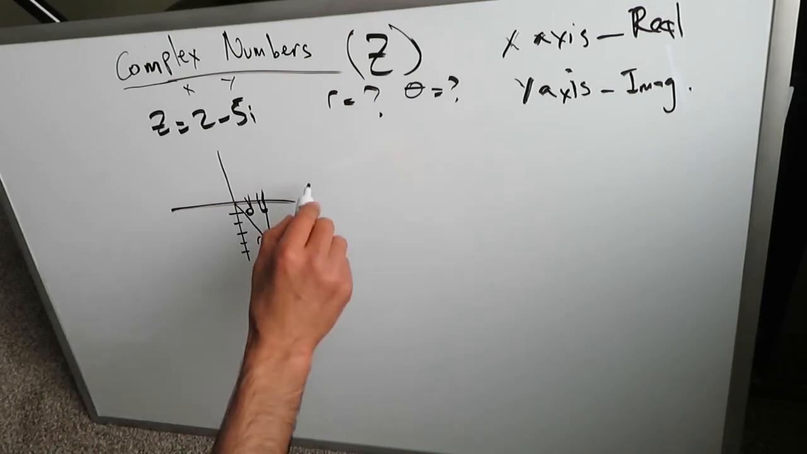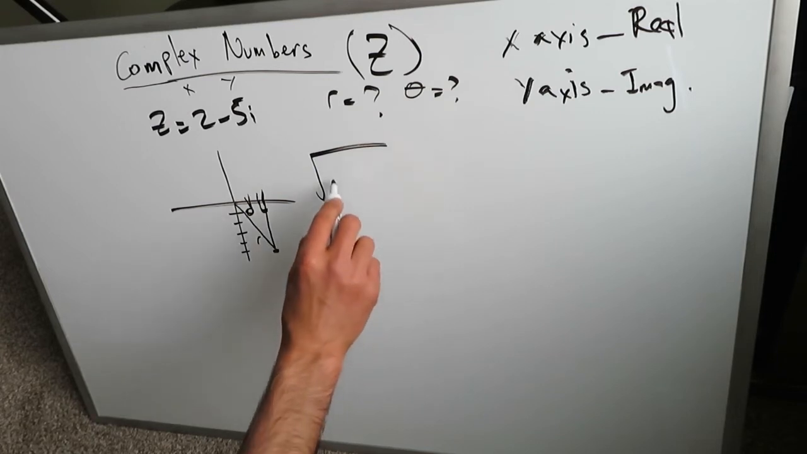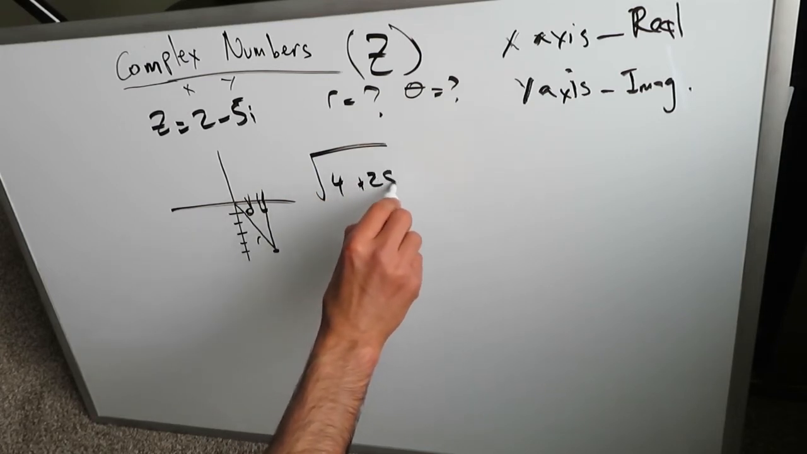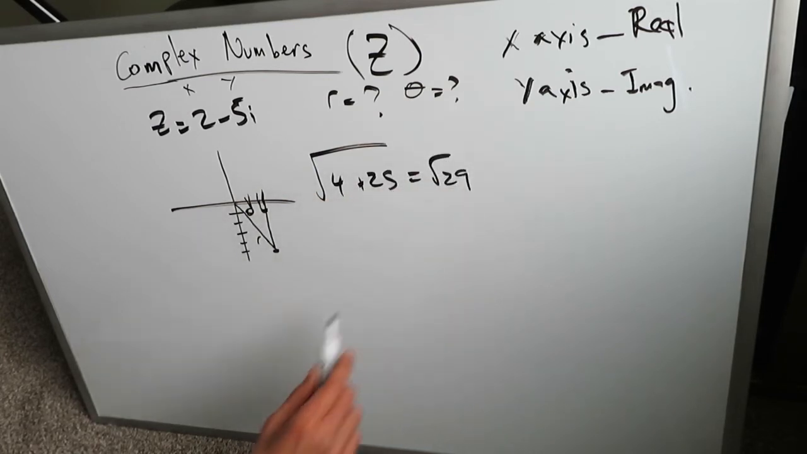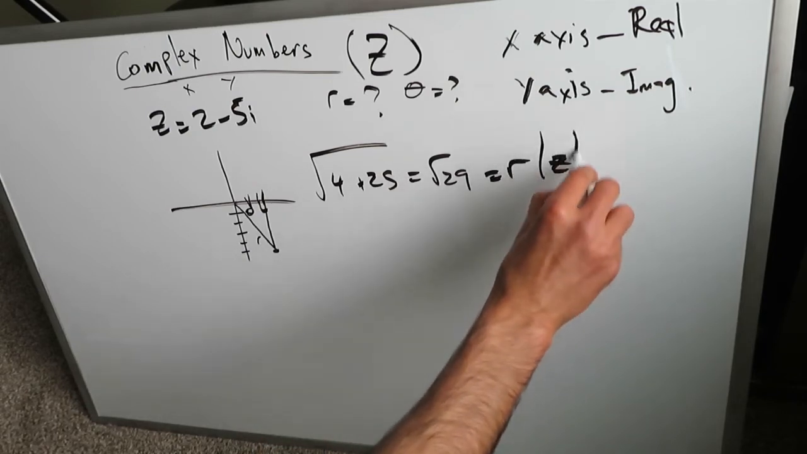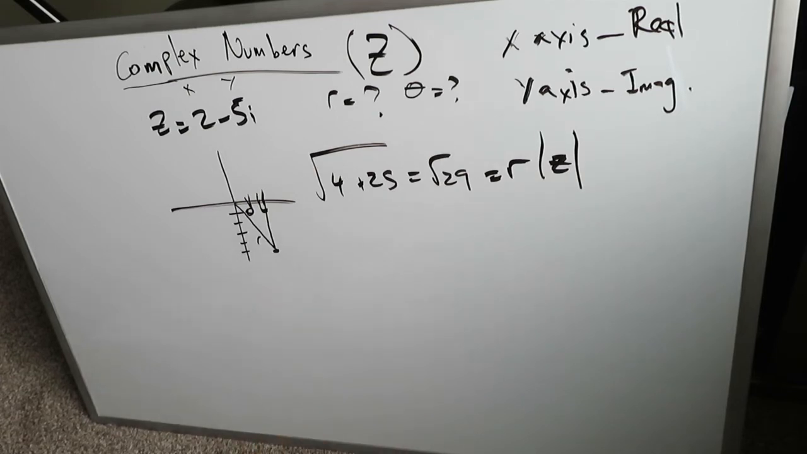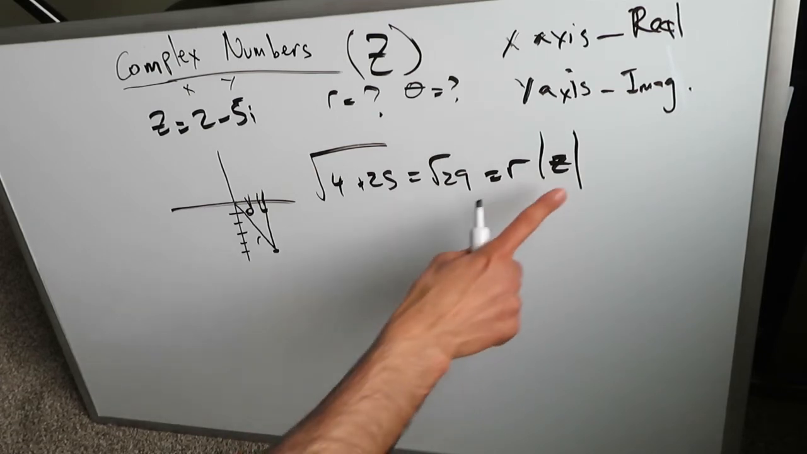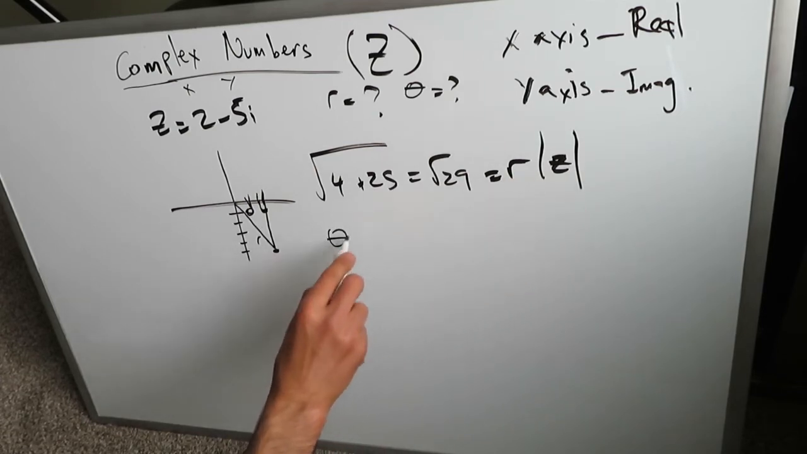The r is easy. You basically take your 2 numbers, square them, and take their square root. 4 plus 25. What do you get? A root 29, right? So this is equal to your r, which can also be represented as |z|, z within these 2 lines. Okay, your modulus. How about determining the theta?